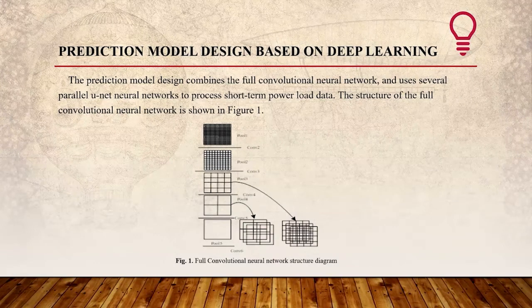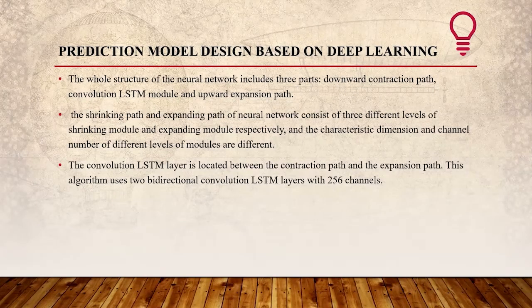The prediction model design combines the full convolutional neural network and uses several parallel U-net neural networks to process short-term power load data. The structure of the full convolutional neural network is shown in Figure 1. The whole structure of the neural network includes 3 parts: downward contraction path, convolution LSTM module, and upward expansion path. The main function of contraction path is to learn and extract important features from the input data. Convolution LSTM layer receives features and fuses the adjacent features of y-axis to enhance and improve its own features. After expanding the path, the predicted data block is obtained.